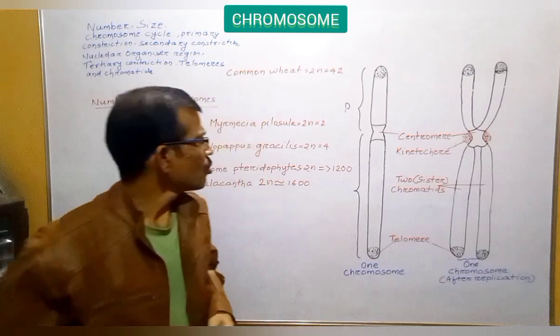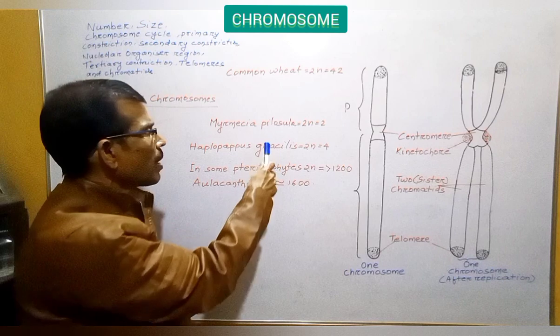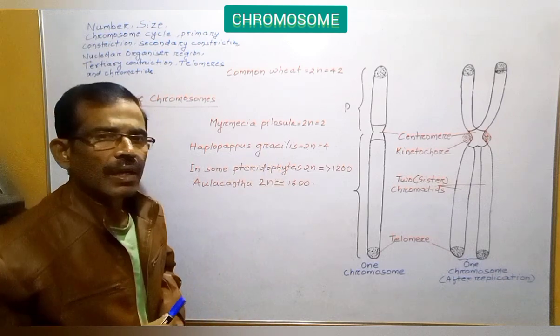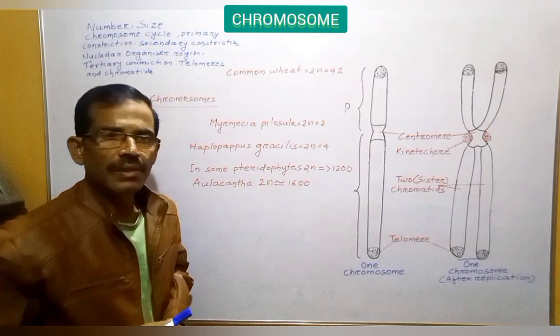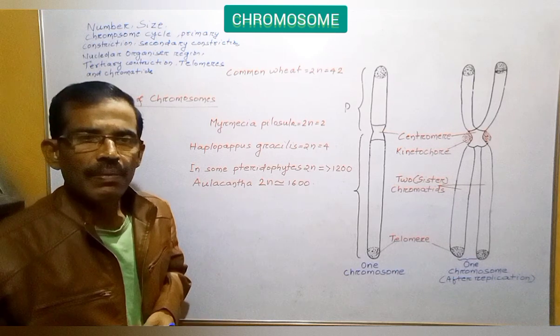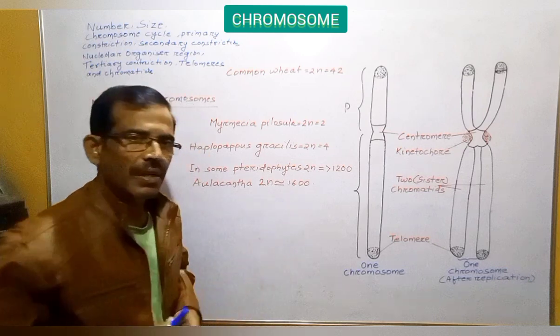The diploid chromosome number varies from 2 in Myrmecia pyrosula and 4 in Haplopappus gracilis to about 1200 in some pteridophytes. In Aulacantha, a radiolarian, the diploid chromosome number is about 1600.